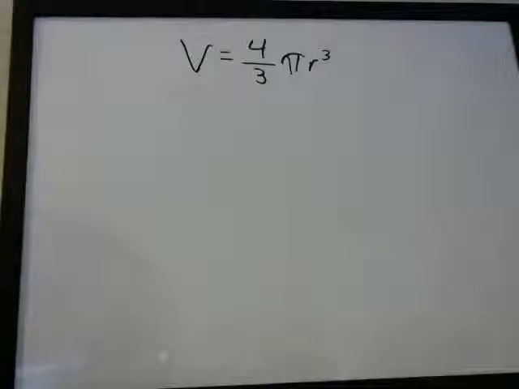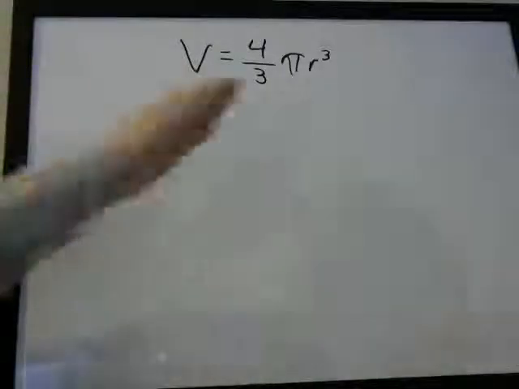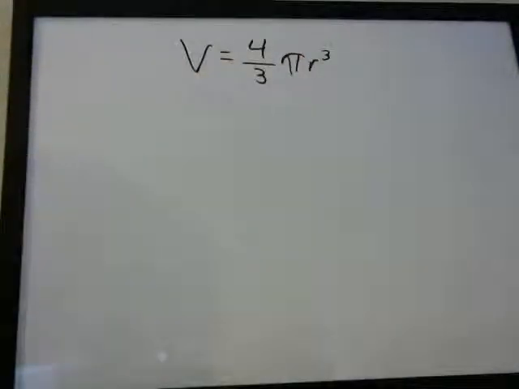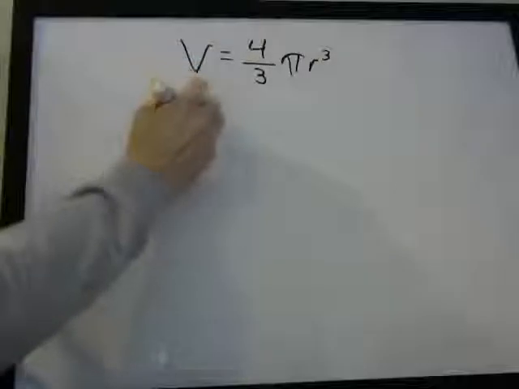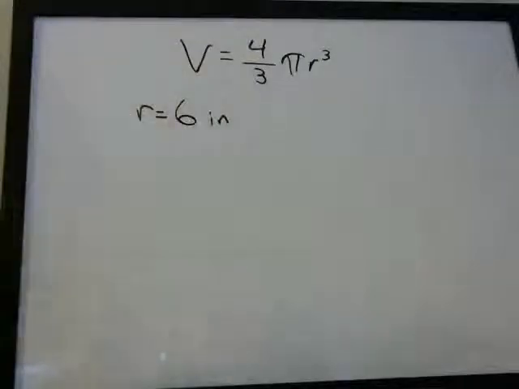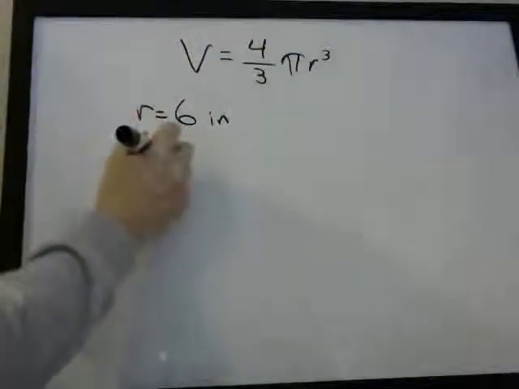Sometimes they might give you the diameter in order to trick you, so you need to know the relationship between radius and diameter. Watch the video, but in a nutshell, radius is half the diameter. So here's the formula. Remember, when things are written right beside each other, that just means multiplication. Let's say we have a sphere and they tell us the radius is 6 inches. What is the volume? Well, they've given us the radius, so we just plug it into the formula.